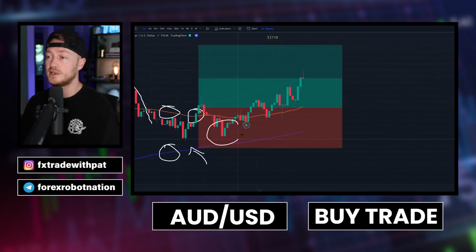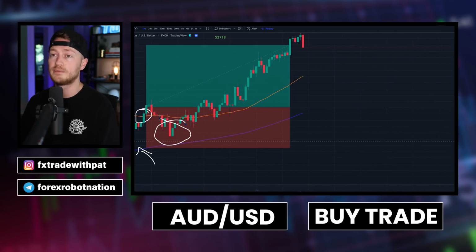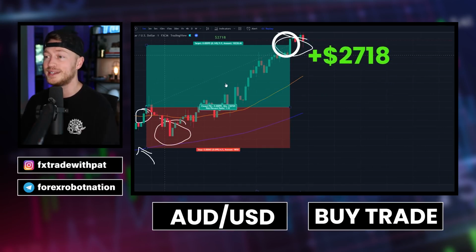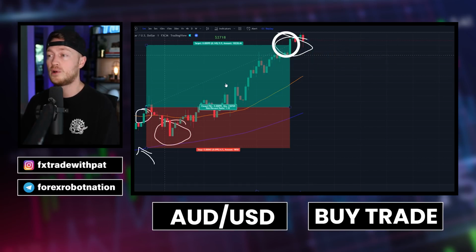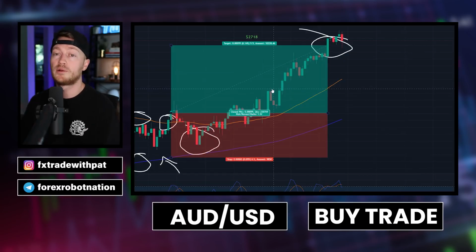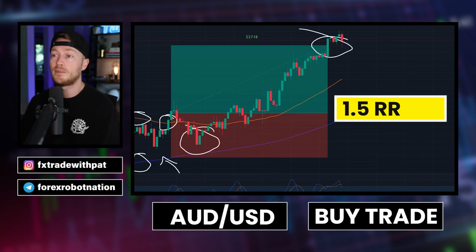You could see it went against me a little bit right here, but then it did go in my direction and smash my take profit for $2,718. Just an awesome trade. Again, you could see risk reward ratio 1.5. And so how am I setting that, right?